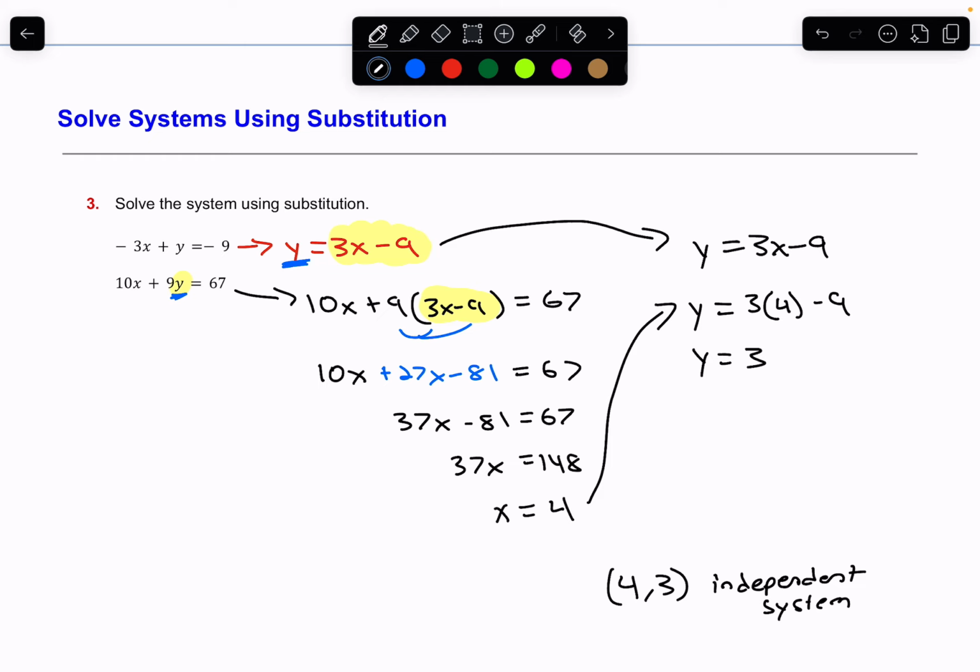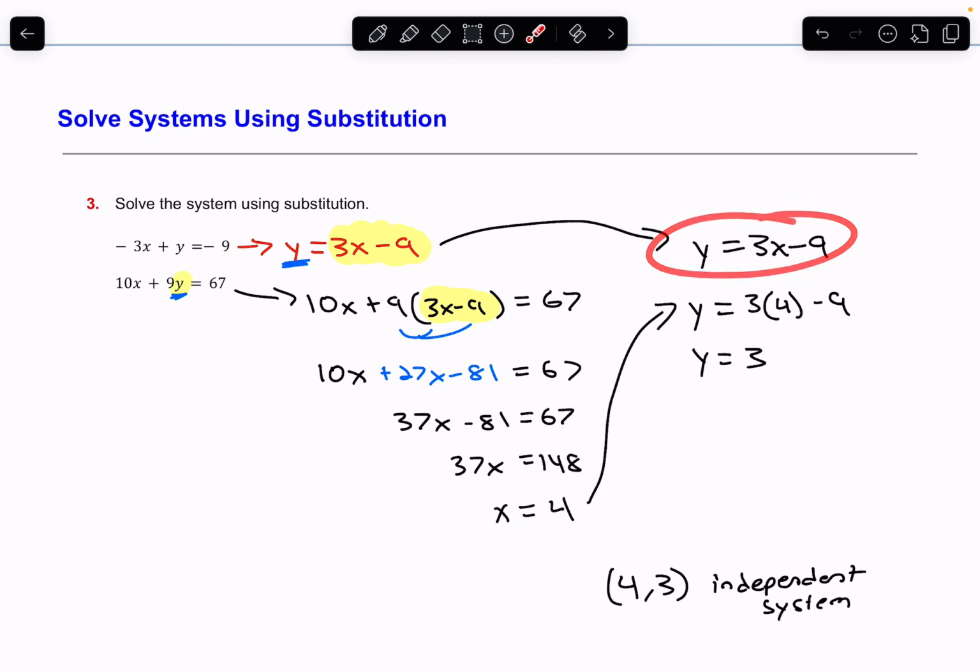Independent system means these lines cross, they make an X when they cross, and they cross at the point 4, comma 3. For the record, by the way, I want to clarify, I'm always plugging this x I get into the first equation right now. So this x I got, I chose the first equation to plug it into.